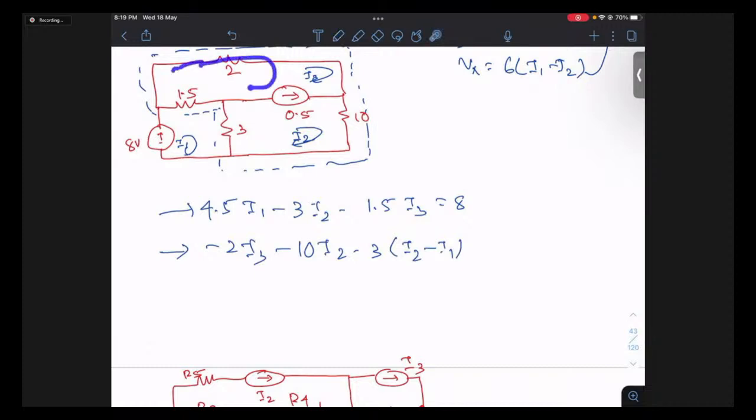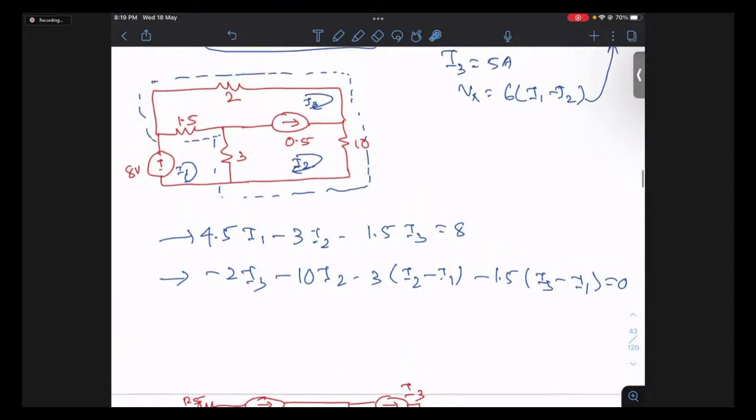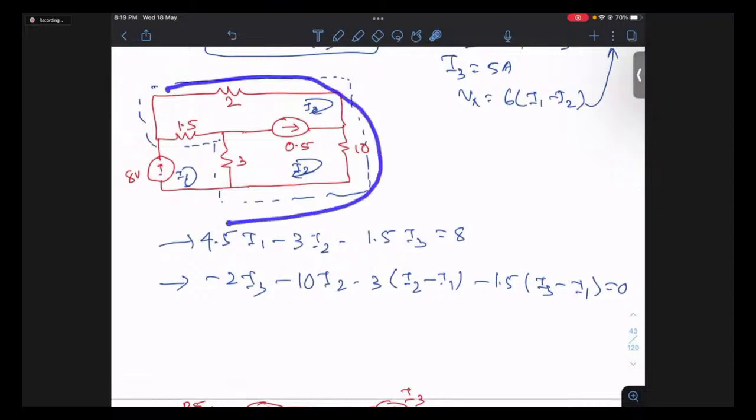And now, observing here, we are moving in the direction of I3 here. So this is basically minus 1.5 into I3 minus I1, equals 0. Again, I'm explaining: minus 2 I3 because this is the reference. I want to move in the clockwise direction like this. Moving this way, this comes in the I3 segment, so you get minus 2 I3. This comes under the I2 segment, so you get minus 10 I2. Now you see this 3.